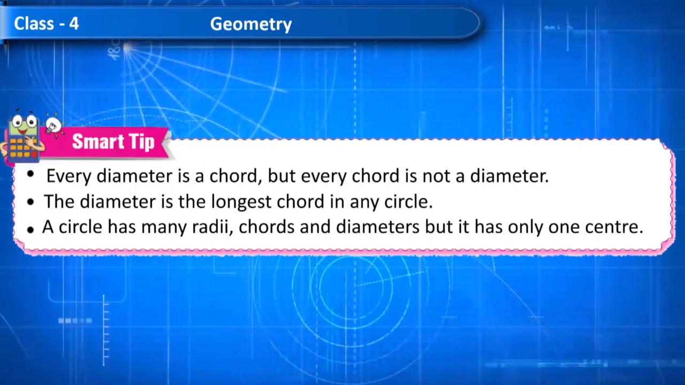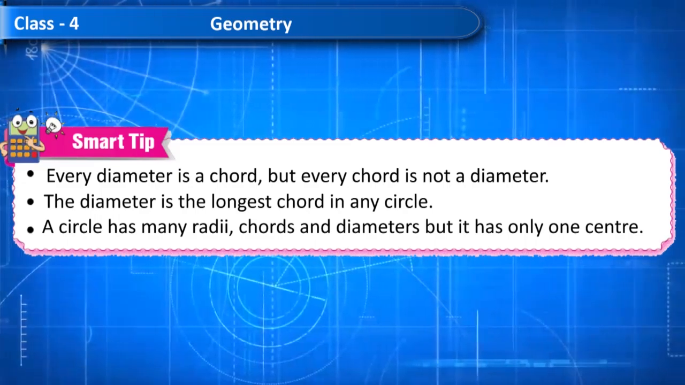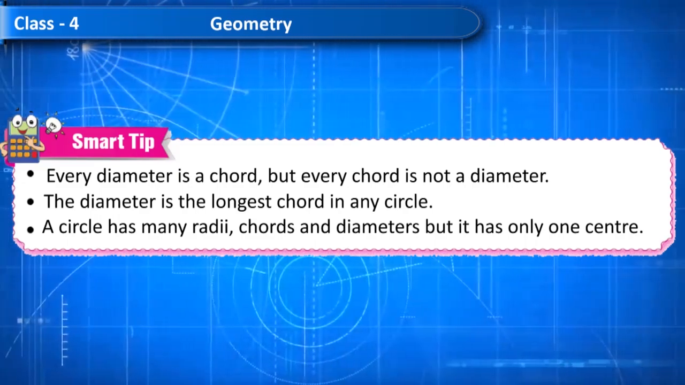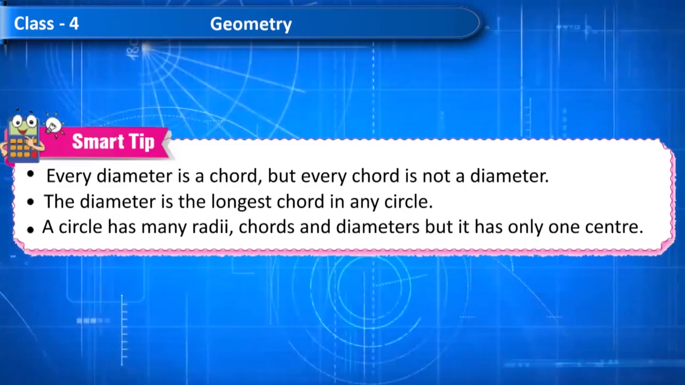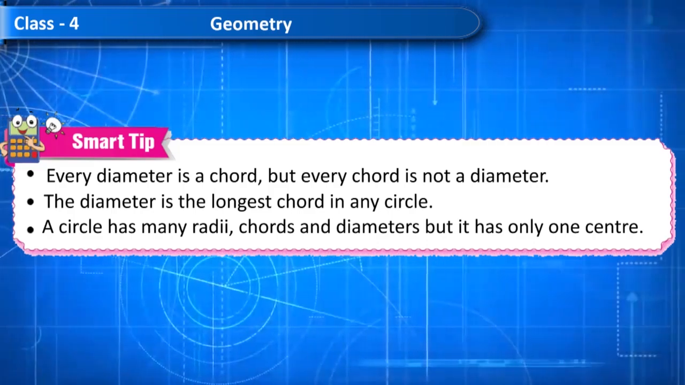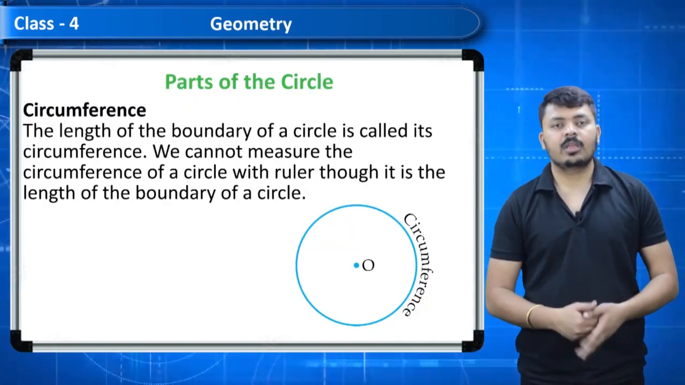Smart tip. Every diameter is a chord, but every chord is not a diameter. The diameter is the longest chord in any circle. A circle has many radii, chords and diameters, but it has only one center.